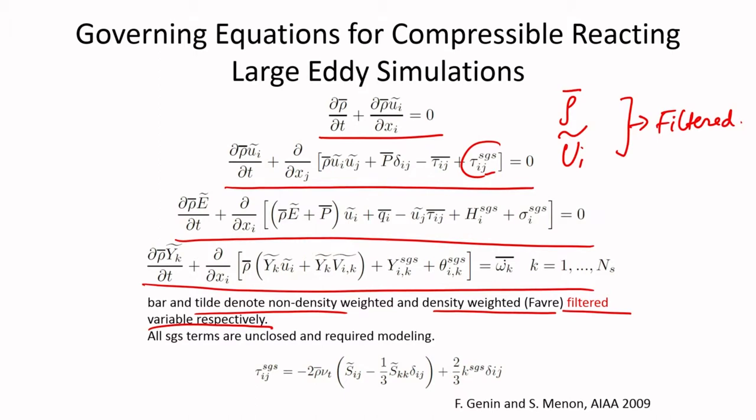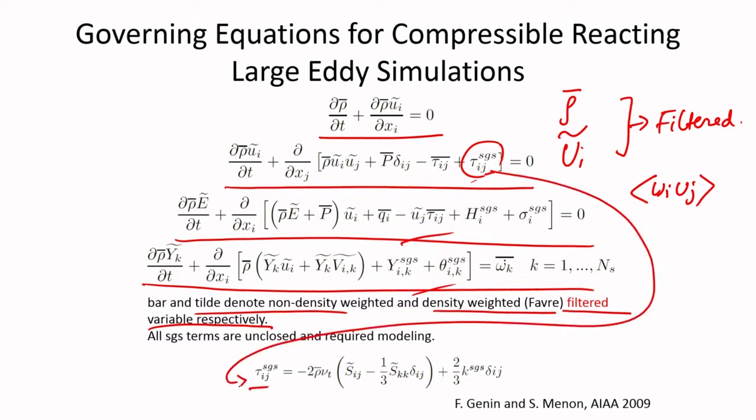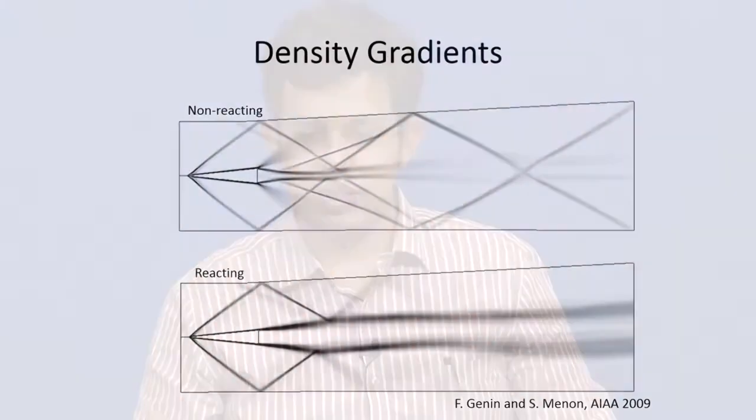terms that arise. These are kind of like the Reynolds stress terms, u i u j term, which you remember arrived when we averaged the Navier-Stokes equation. Similarly, these terms arrive everywhere in the momentum equation, the energy equation, and the species equation, and one has to have a closure model for that. For example, in this case, this tau ij SGS is closed by this eddy viscosity type of closure, and then you solve for this k SGS similar to the k-epsilon model. But this is much more involved, but it gives you much more insight.